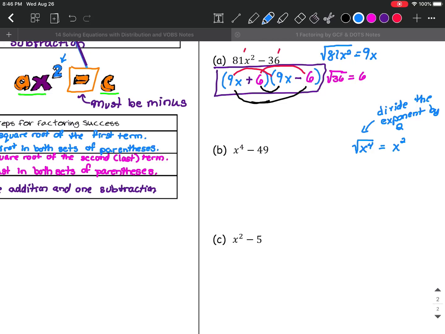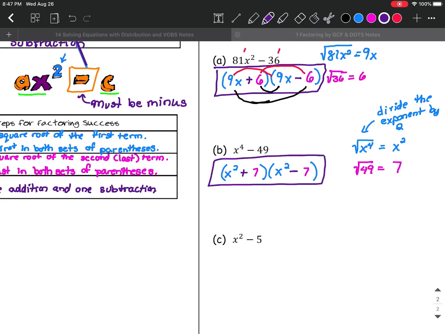So if you take the exponent of 4 and cut it in half, you're dividing it into the two pieces that you would add to multiply. So that means in our parentheses, we're going to have an x squared and an x squared. Then we're going to take the square root of 49. That's 7, right? So we have a 7. And we have a 7, and I forgot to close my last set of parentheses there. And then we make one positive and one negative, and we're done.